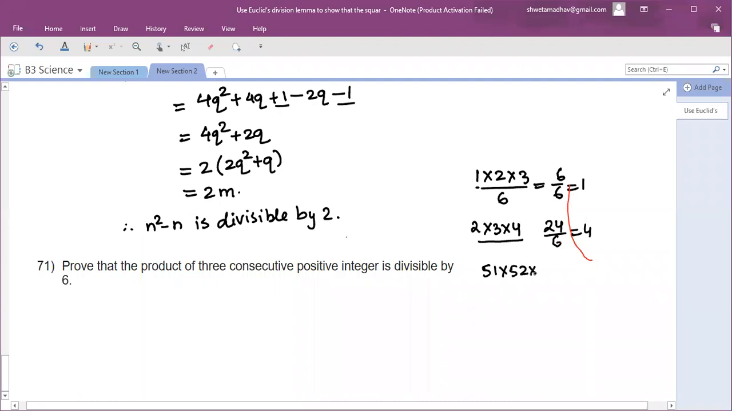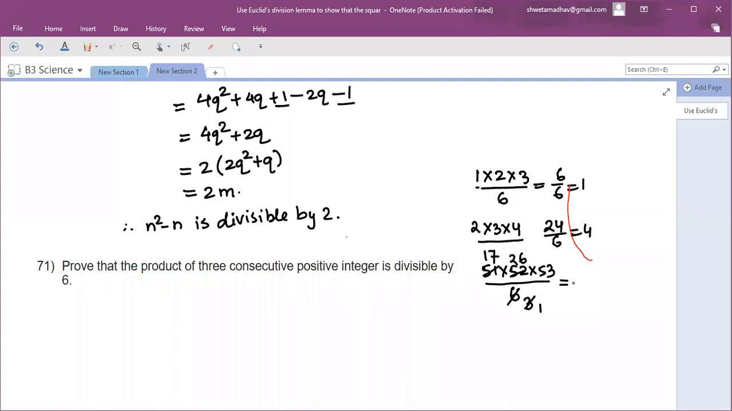51, 52, 53. Check it. Divisible by 6 means no remainder should be left, or no fraction or decimal number in the answer. Here, when all the three terms are multiplied, you get the quotient as a whole number. You are not getting any fraction or decimal number, right? That means the product of any three consecutive integers is always divisible by 6.